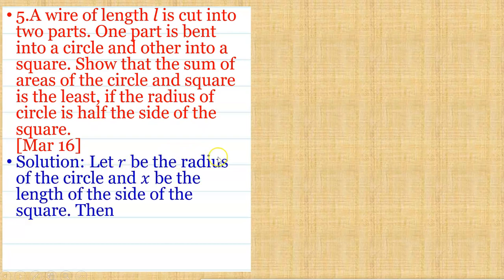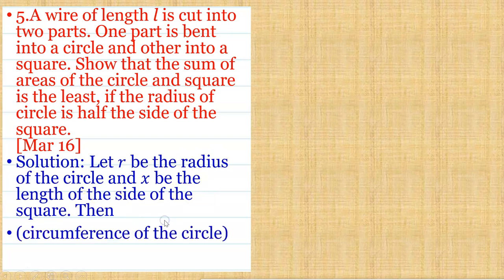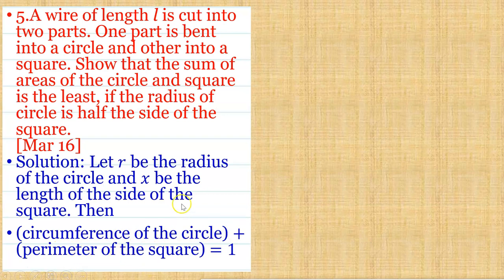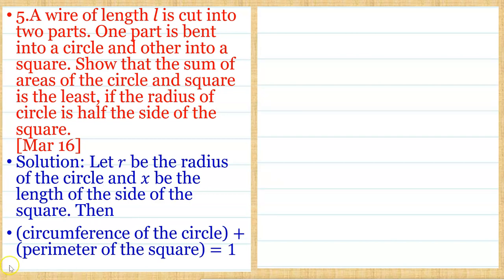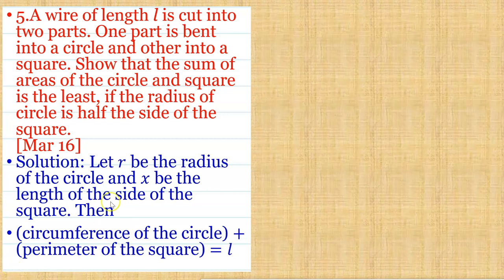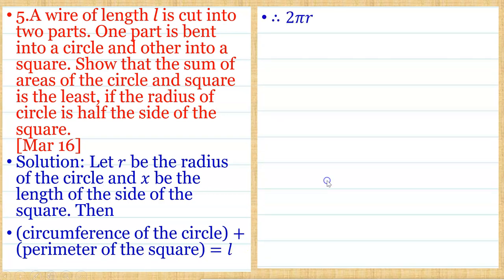Let r be the radius of the circle and x be the length of the side of the square. Then the circumference of the circle plus the perimeter of the square is equal to L. Now the next is, what is the circumference of the circle? That is 2 pi r. Perimeter of the square, that is 4x, and that is equal to L.